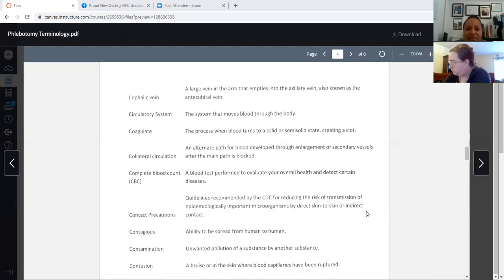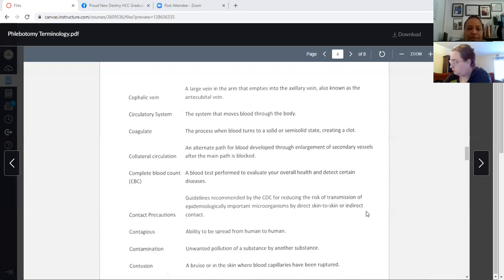All right, next one is collateral circulation, an alternate path for blood developed through enlargement of secondary vessels after the main path is blocked. So you don't have to highlight that one, but just be familiar with that term, collateral circulation.